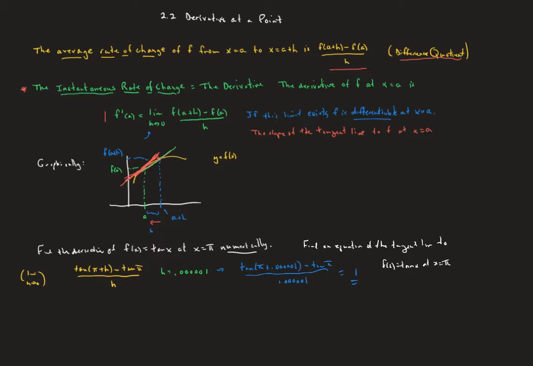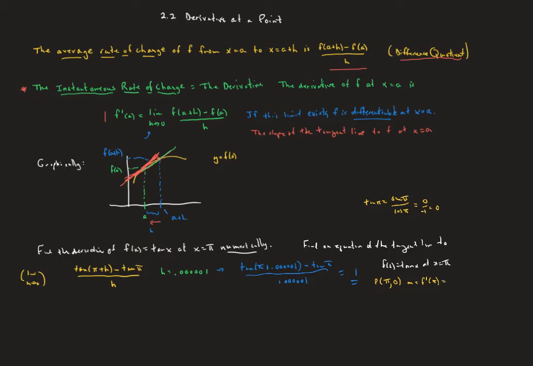To find an equation of a line, we need two things. We need slope and we need a point. So our point is going to have to be a point on the curve. The x-coordinate is going to have to be pi, and the y-coordinate will be tangent of pi. Remember, tangent of pi is sine pi over cosine pi, but sine pi is 0 and cosine pi is -1, so that's going to be 0. So our point is going to be pi, 0. Our slope is going to be our f prime of pi.